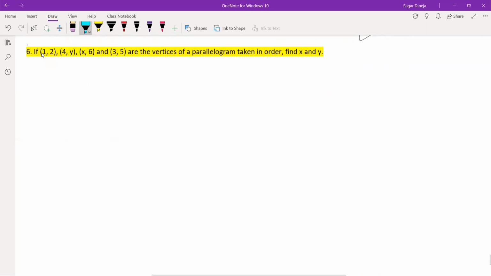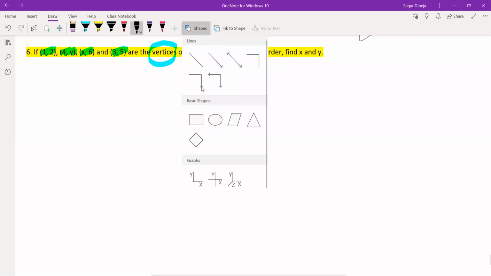Now see this. If (1, 2), (4, y), (x, 6), (3, 5) are the vertices of the parallelogram taken in order, find the value of x and y. So these 4 points are the vertices of a parallelogram. Let us draw the parallelogram.